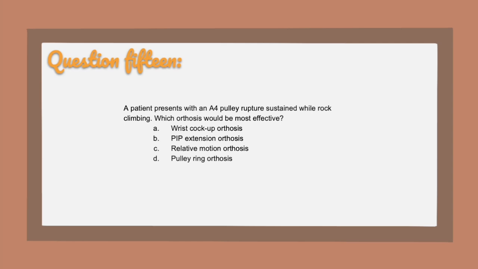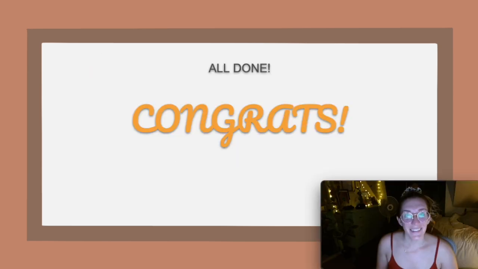Question 15. A patient presents with an A4 pulley rupture sustained while rock climbing. Which orthosis would be most effective? A, wrist cock-up orthosis, B, PIP extension orthosis, C, relative motion orthosis, D, pulley ring orthosis.